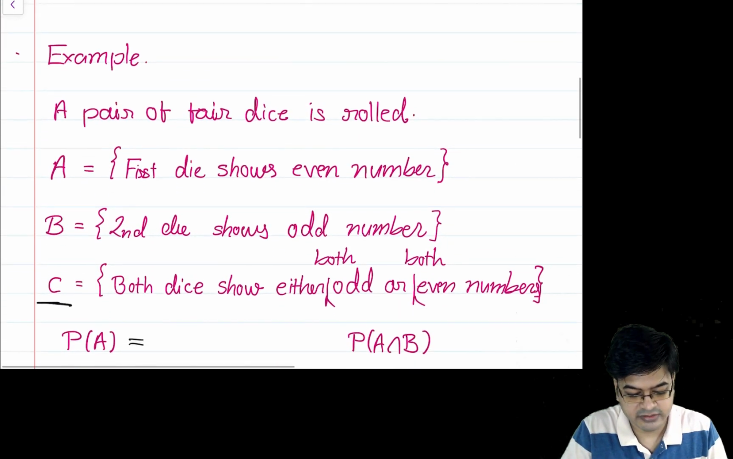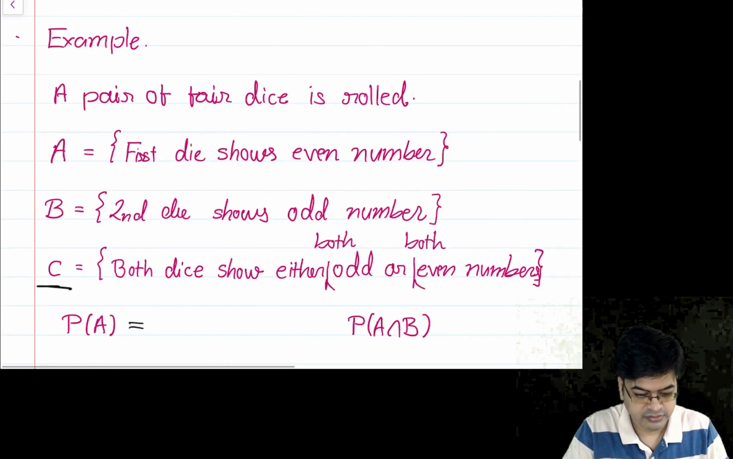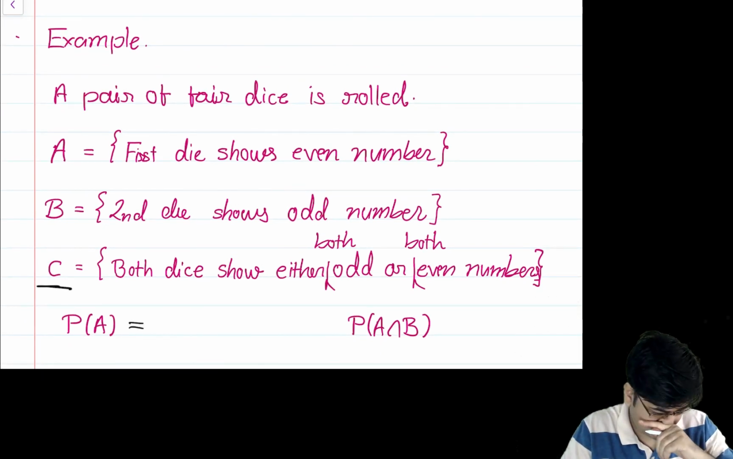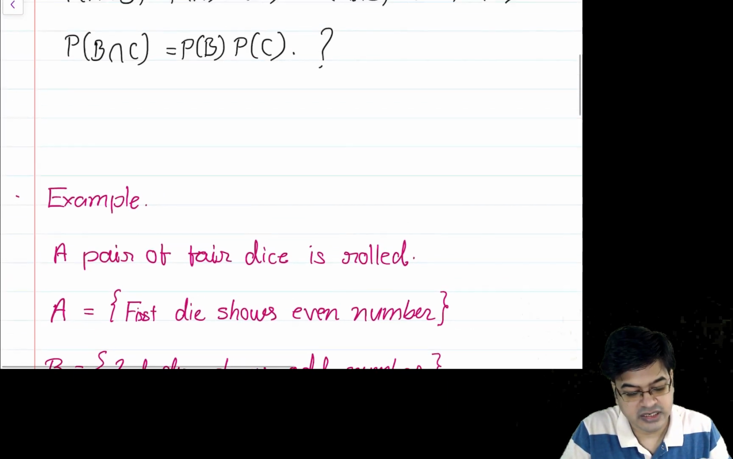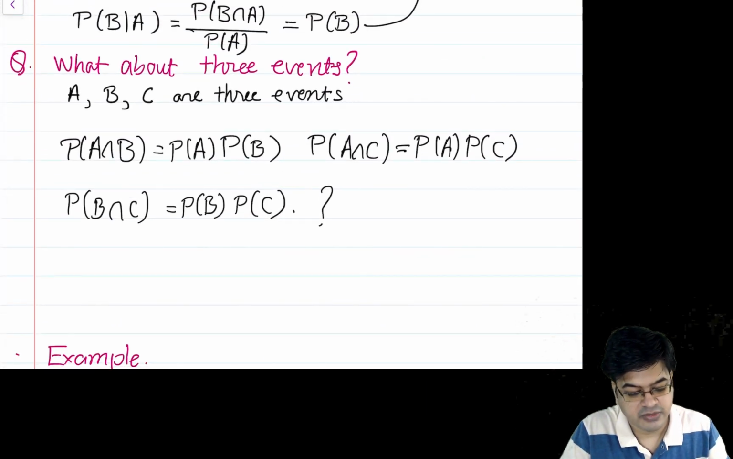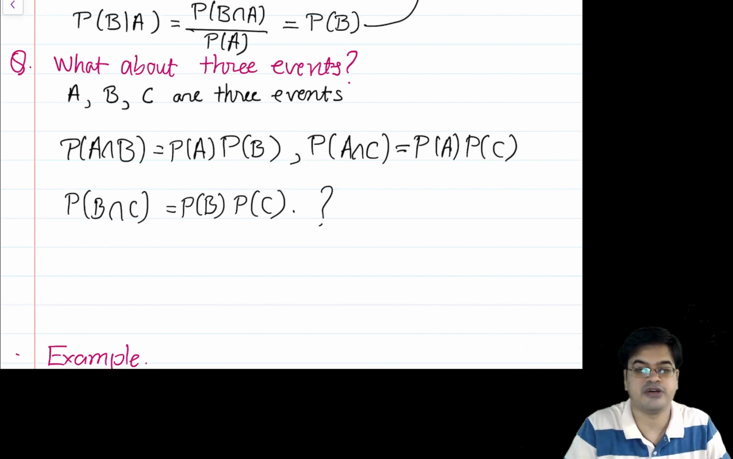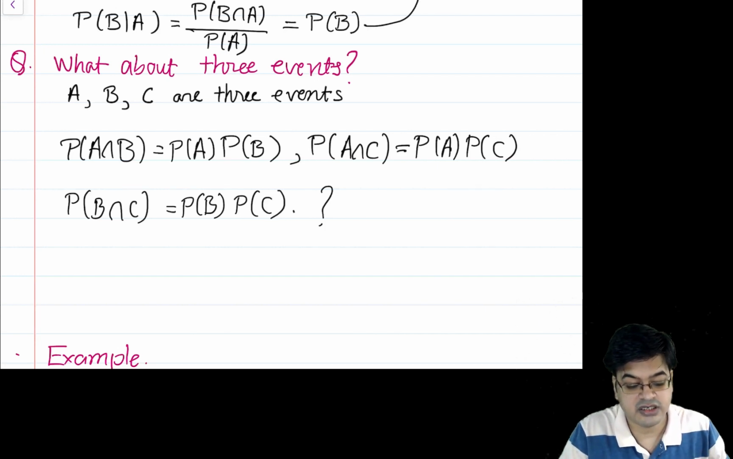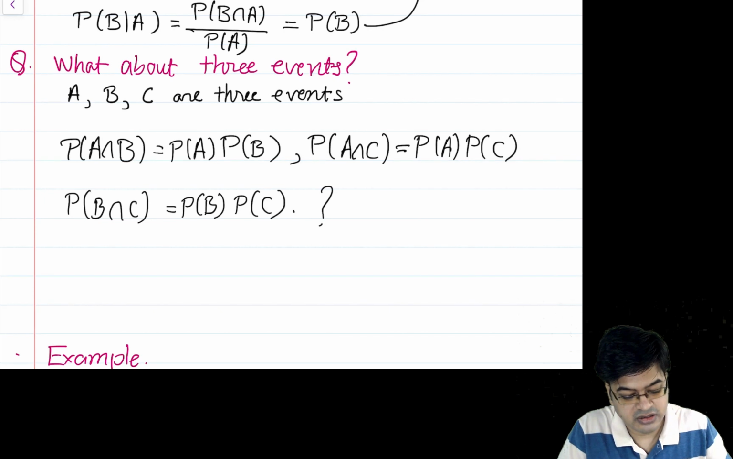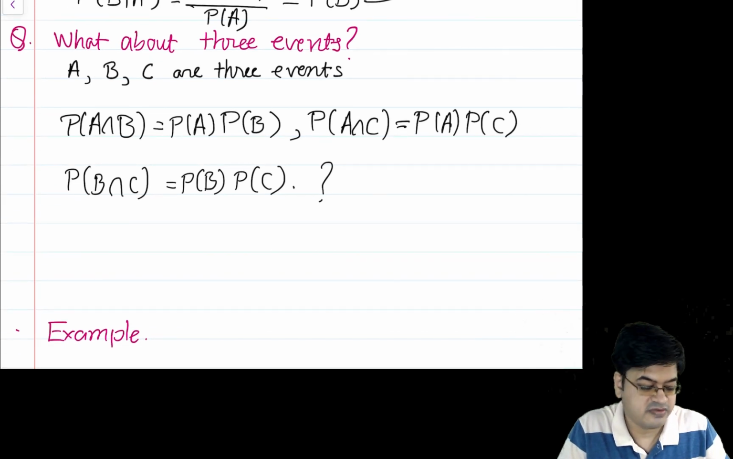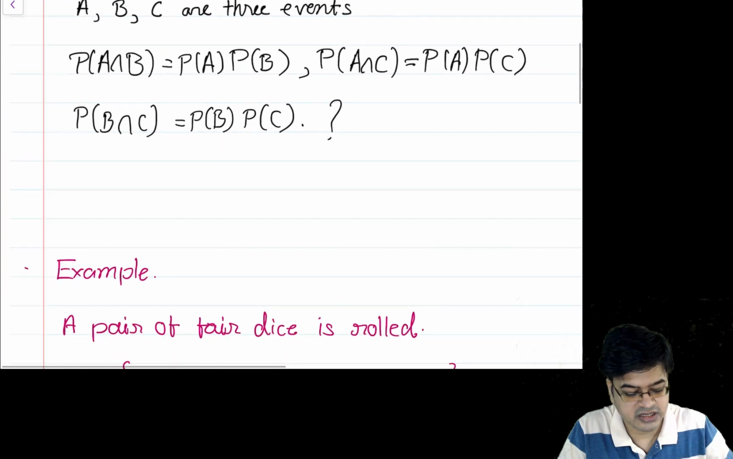So welcome back. So here is a question that I have asked, that A, B, C are three events. Probability of A intersection B is probability of A into probability of B. Probability of A intersection C is probability of A into probability of C. Probability of B intersection C is probability of B into probability of C. Does this mean these three events are independent? That was the question that was asked. So hope you have got the answer. If the answer is yes, it is wrong. If the answer is no, it is correct. So let us see how, through this example.